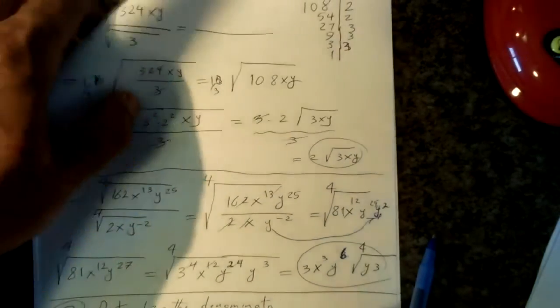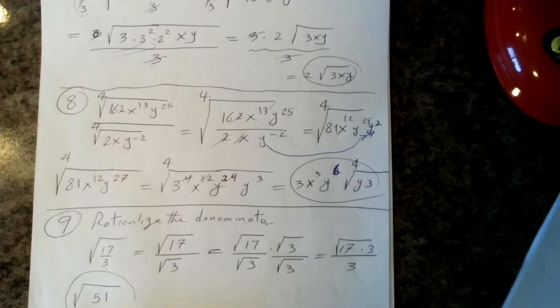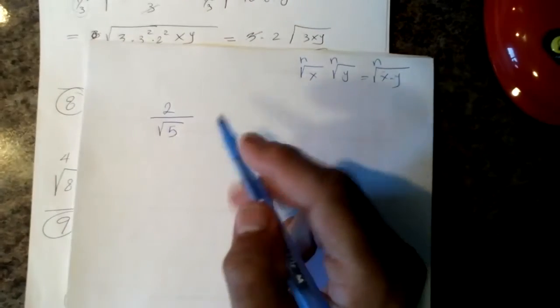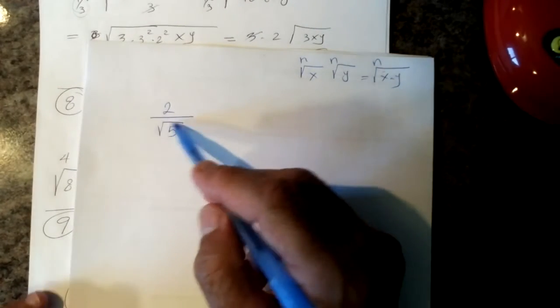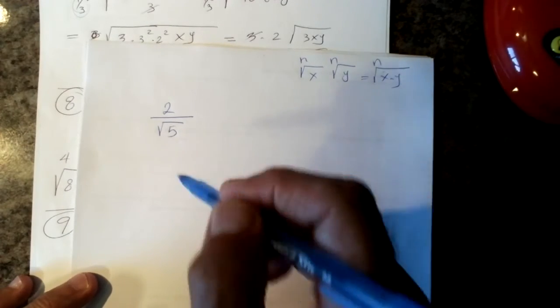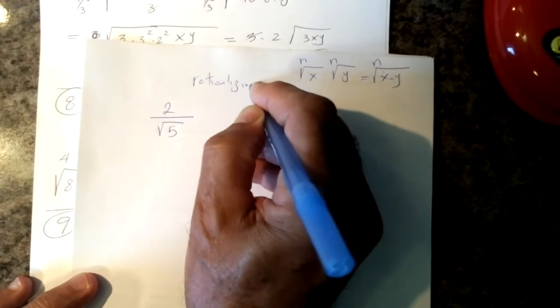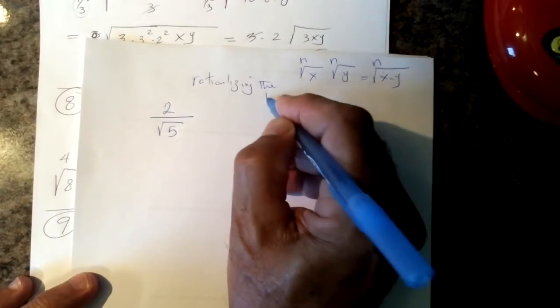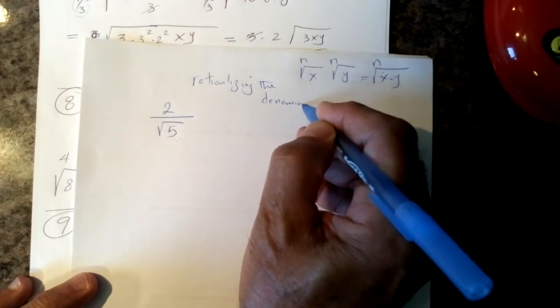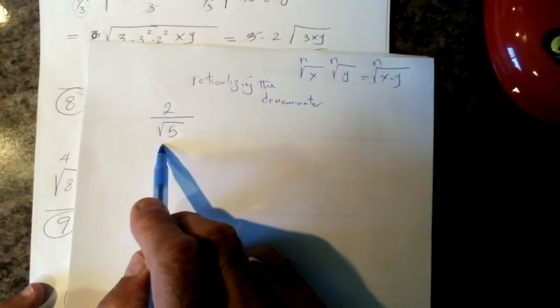Next subject is rationalizing the denominator. What does that mean, rationalizing the denominator? You know, when you have a fraction like, let's say, 2 over radical 5, there is a radical at the denominator. When we ask you to rationalize the denominator, it means we don't want to have any radical at the denominator.